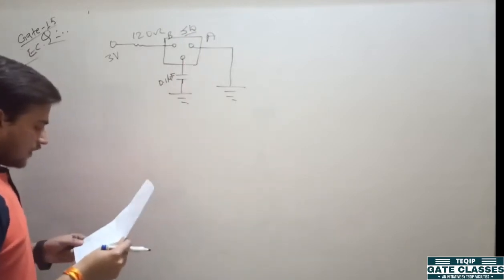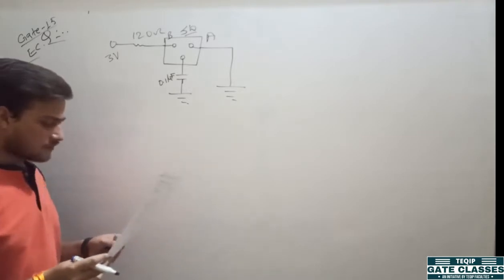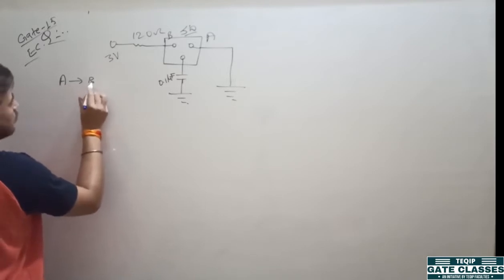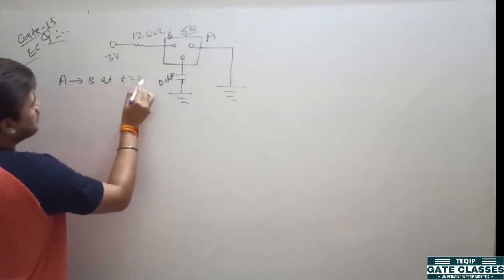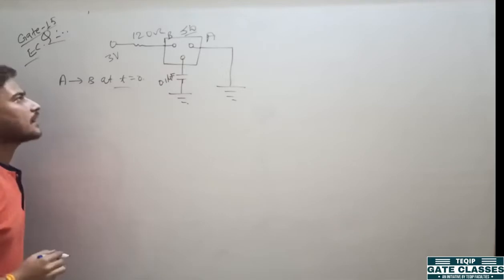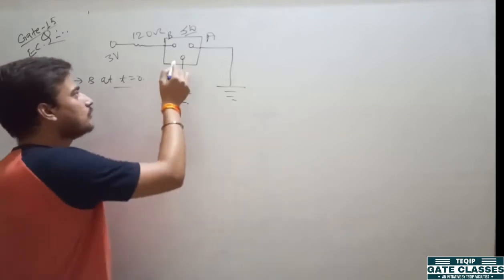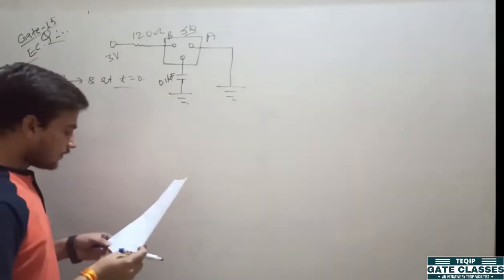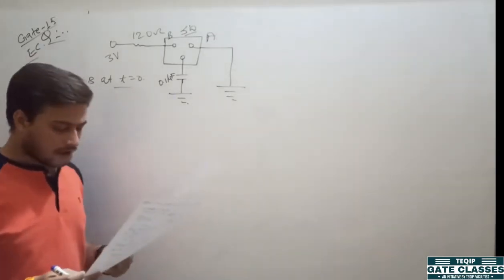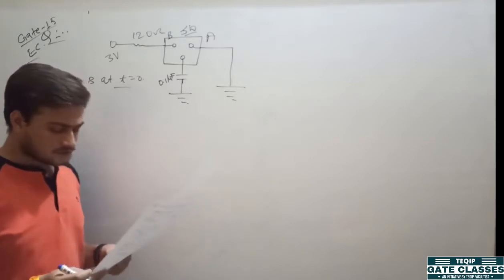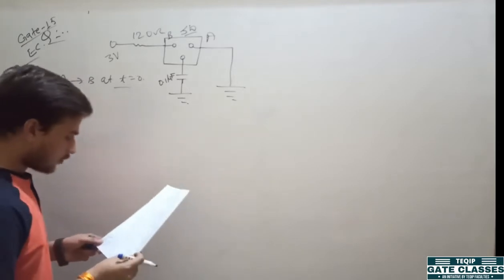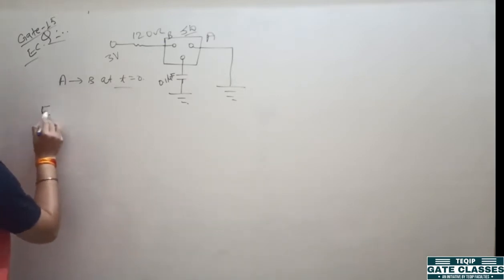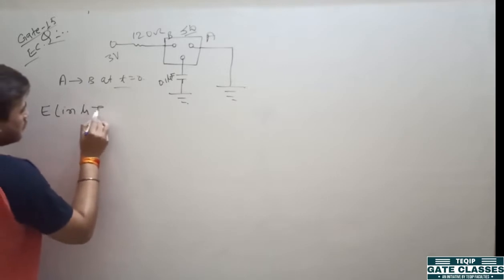Clear? Here they are saying that the switch is thrown from position A to B at t equal to 0. Initially the switch was connected at A, now it is being thrown to B at time t equal to 0. Now you have to find the energy in microjoule taken from the 3 volt source to charge the 0.1 microfarad capacitor from 0 volt to 3 volt.